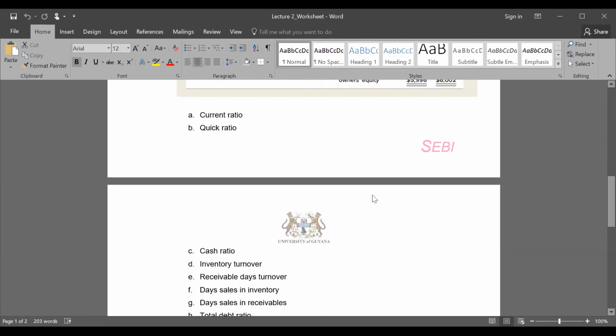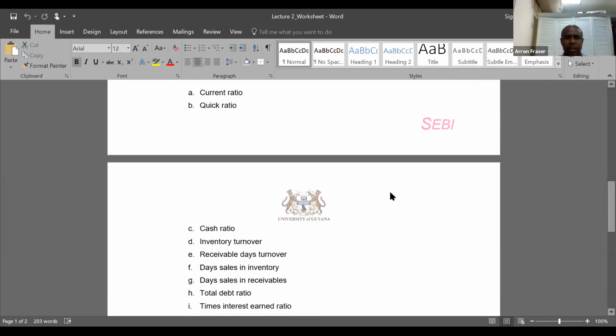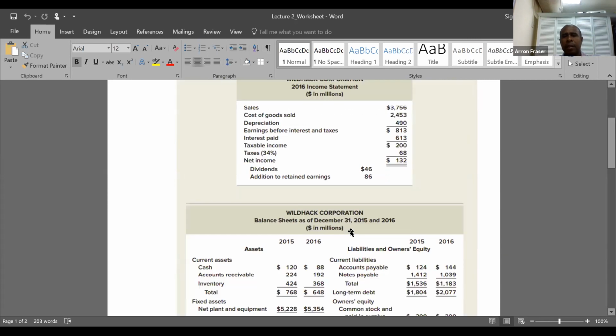No, sir. Then the next one is receivables days turnover. So that's sales upon accounts receivable. And sales you get from the income statement. So that's 3,756. And then accounts receivable you get from the income statement, which is 192.